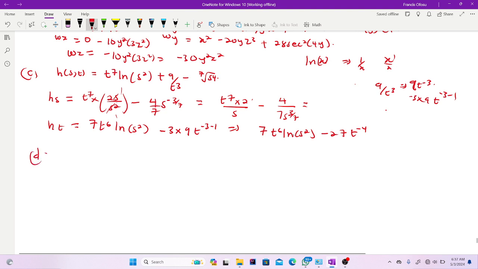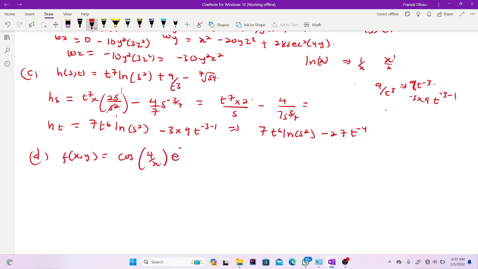So the f of xy is equal to cosine of the expression 4 on x times e to the power x squared y minus 5y cubed. So to find fx and fy, let me find fx first. To find fx, you look at this expression here. You see that this is a trig function multiplying an exponential function, and we are going to use the product rule in this case.